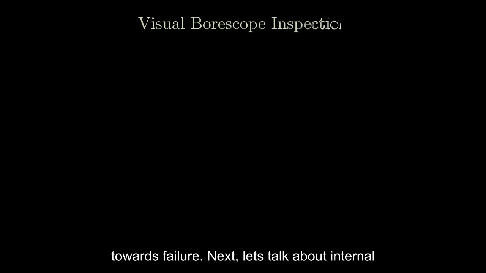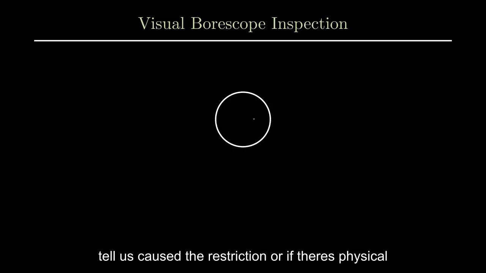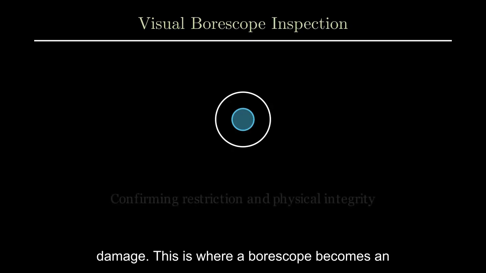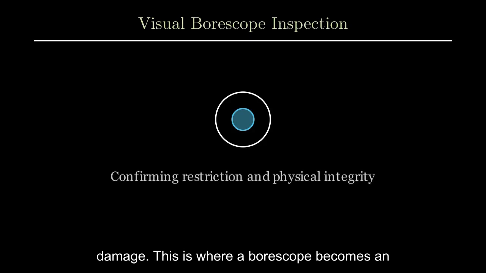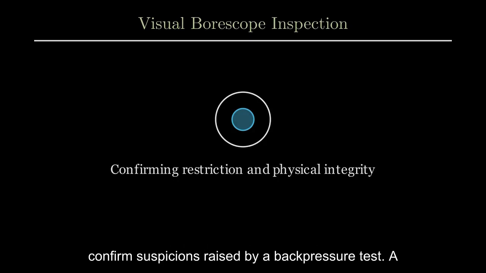Next, let's talk about internal damage inspection. While backpressure testing is excellent for identifying restrictions, it doesn't tell us what causes the restriction or if there's physical damage. This is where a borescope becomes an invaluable tool. A visual inspection can often confirm suspicions raised by a backpressure test. A borescope, also known as an inspection camera, is a flexible probe with a camera at its tip.